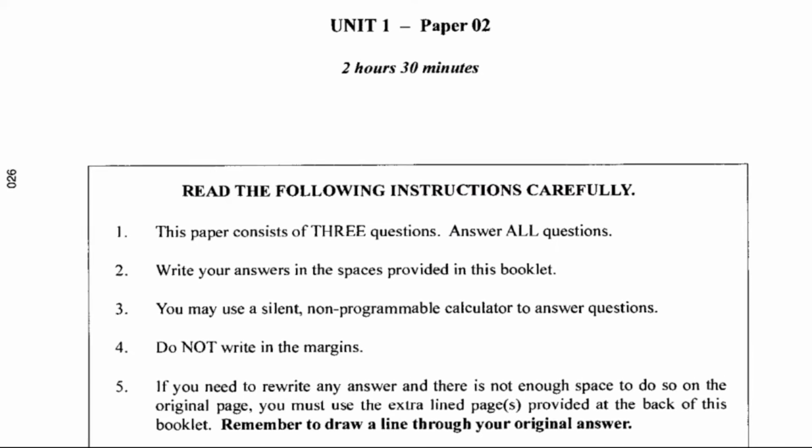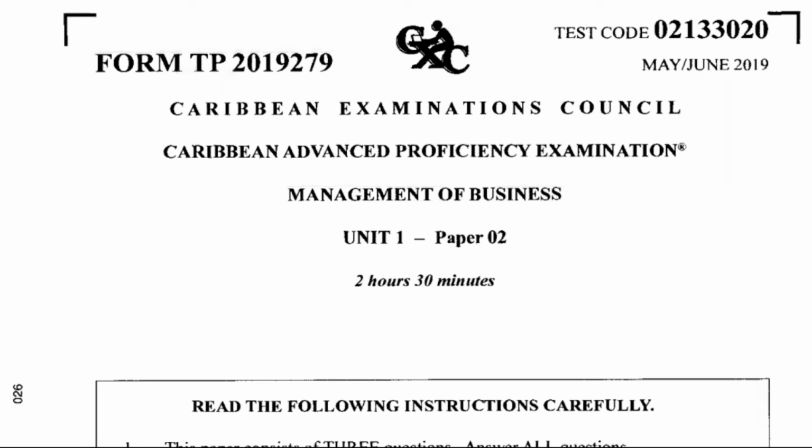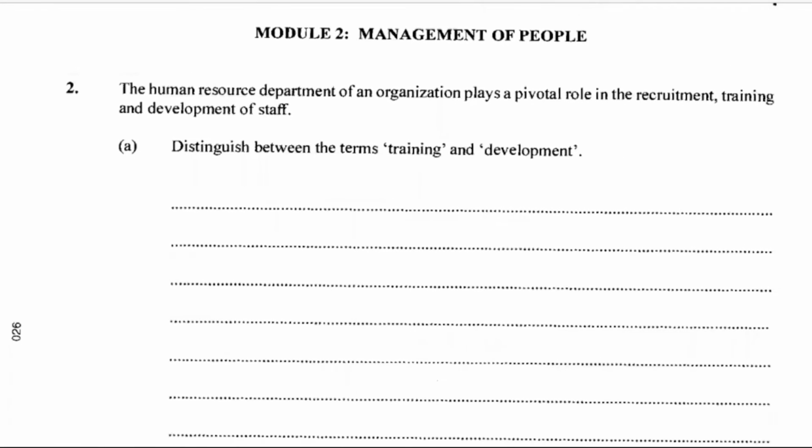All right, so today we are going to continue looking at the Management of Business Unit 1, Paper 2, 2019 past paper. In the previous video, we did question 1. Today, we will be looking at question 2. So let's go right to it. Module 2, Management of People.